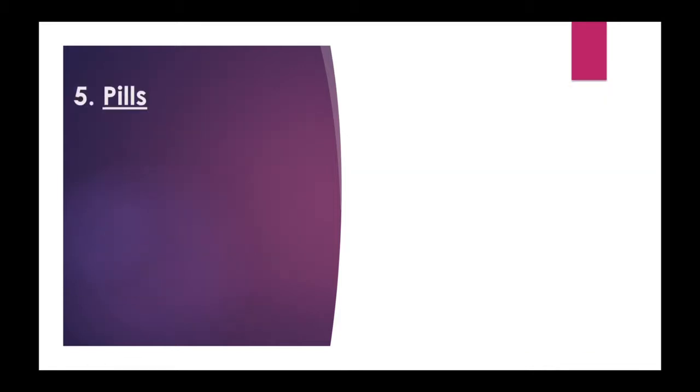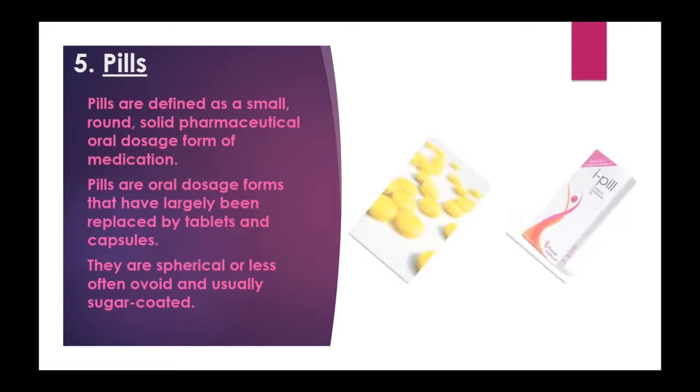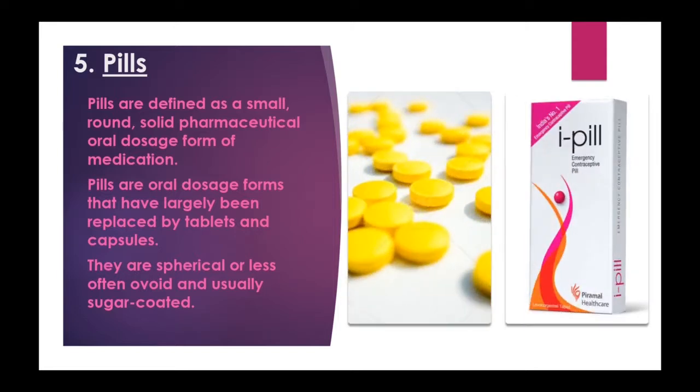Next, pills. Pills are defined as a small round solid pharmaceutical oral dosage form of medication. Pills are oral dosage forms that have largely been replaced by tablets and capsules. They are spherical or less often ovoid and usually sugar coated. Let's see examples. In the first picture you will see how pills actually look, ovoid in shape, small in size. Example of pills is I-pill. This is a birth control pill, that is, it is used to prevent pregnancy.